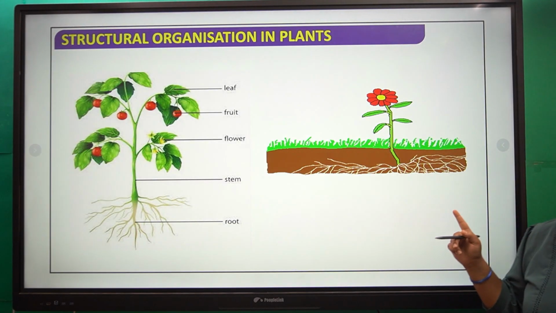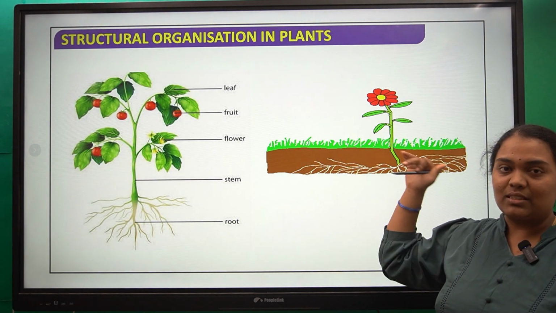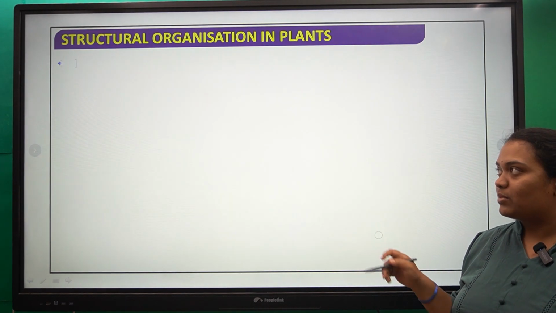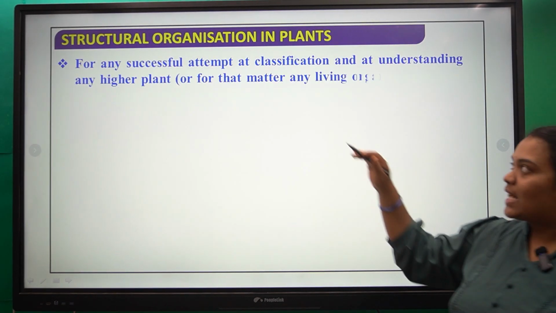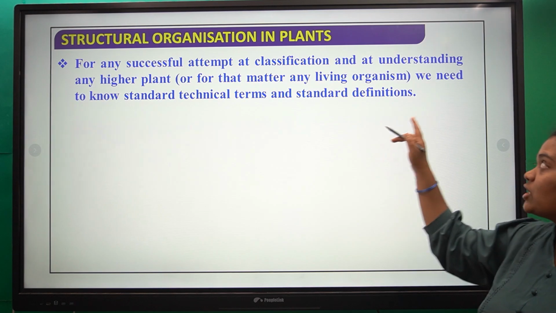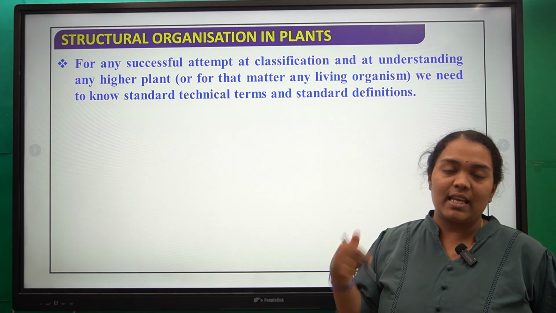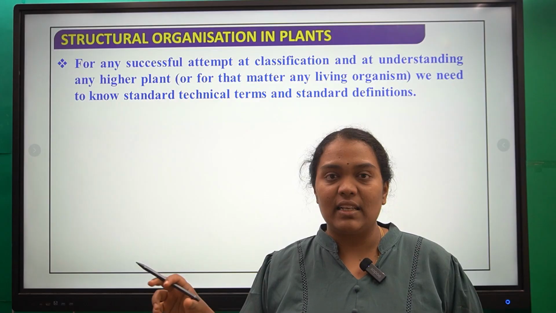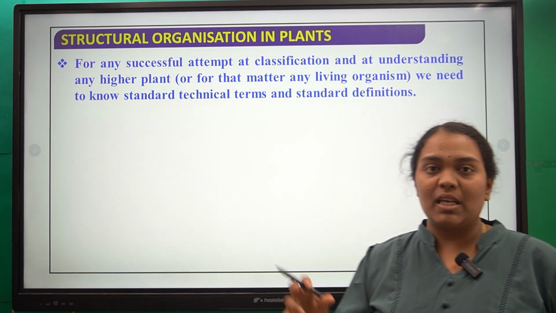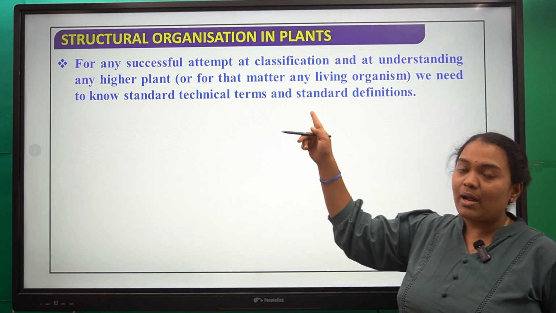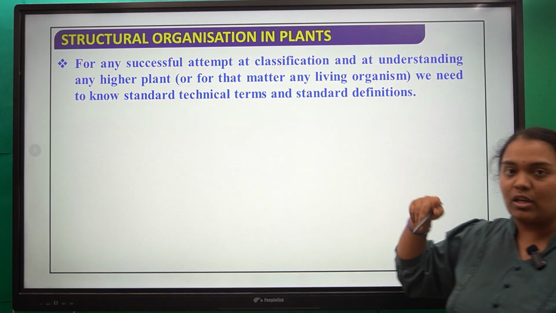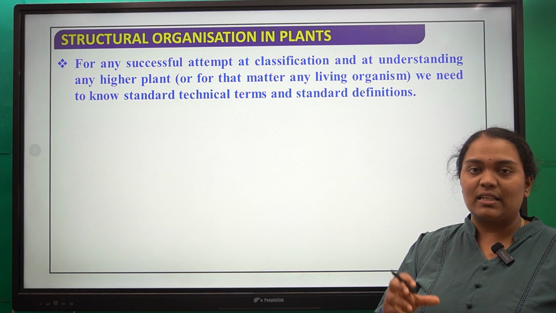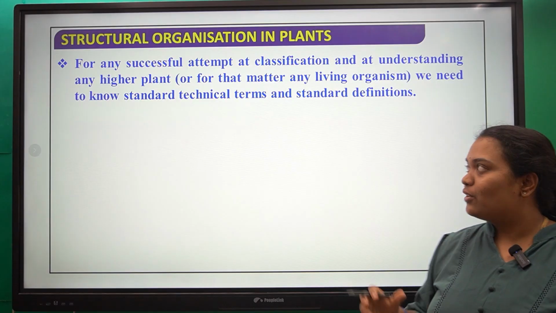Here again is another picture where the root system, the stem system and the flowering system are well developed in these organisms. For any successful attempt at classification and at understanding any higher plant, they have made many attempts. In these attempts, finally they have taken some basic features, or for that matter any living organism, when you are classifying, you have to take some similarities and dissimilarities to classify them under different groups.